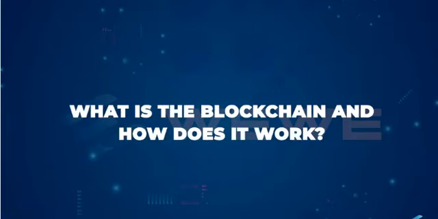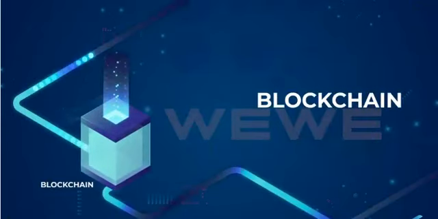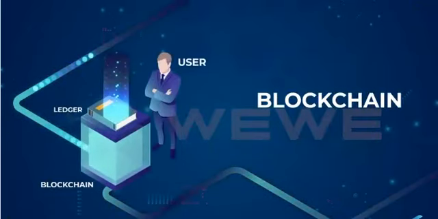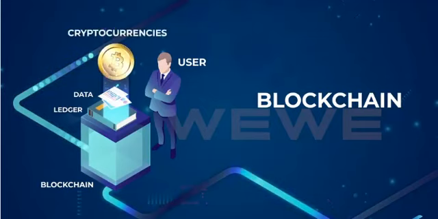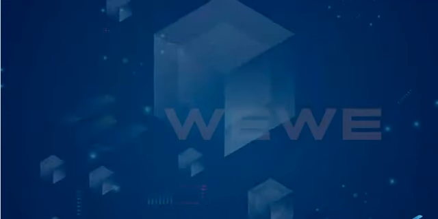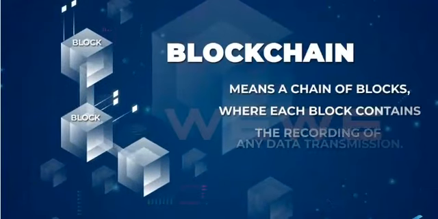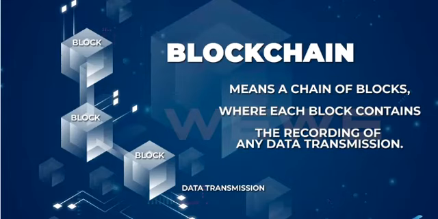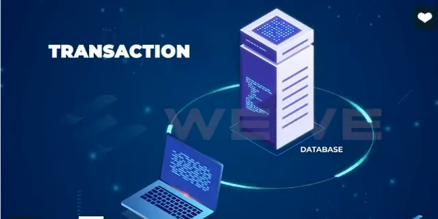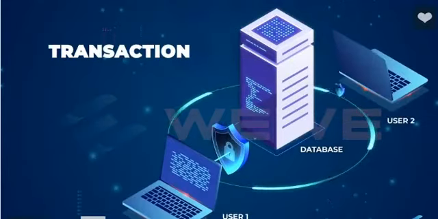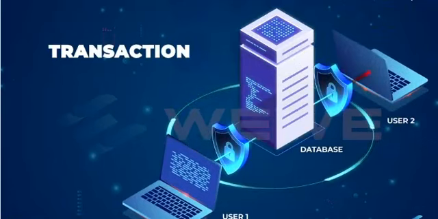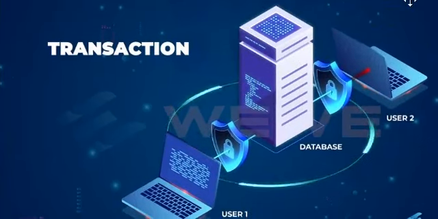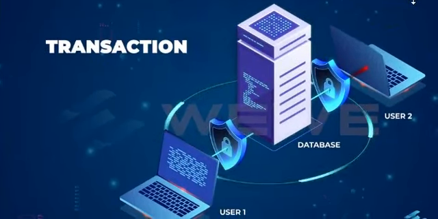What is blockchain and how does it work? The blockchain is a ledger with which users enter data and other resources, such as cryptocurrencies. Blockchain means a chain of blocks, where each block contains the recording of any data transmission. A transaction is data consisting of values subject to exchange that have to be verified, approved, and stored in the database.